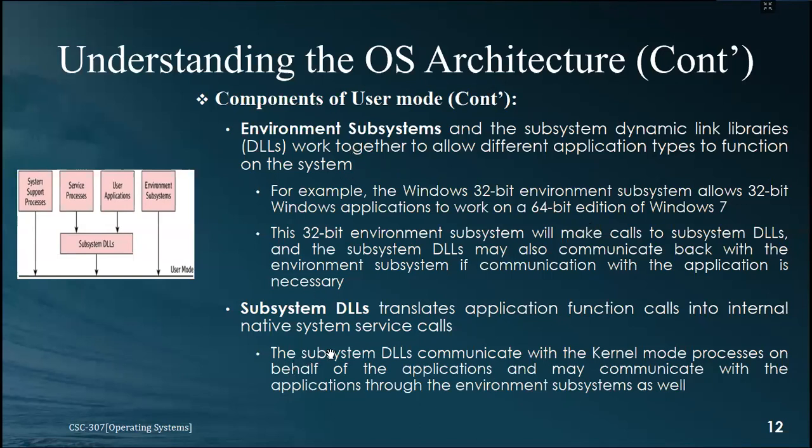And then we have the subsystem DLL. As you can see from the picture, service process and user application communicate through subsystem DLL. As you can see from the name, DLL means dynamic link libraries, that work together to allow different application types and functions in the system. So the subsystem DLL also does the same. It translates application function calls into internal native calls. So basically, whenever you want to log into your computer, let's assume that you want to connect to the internet.